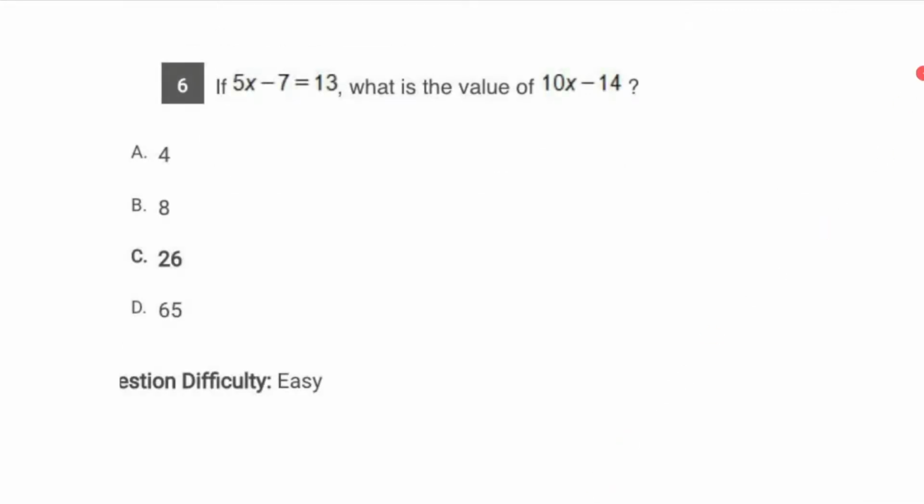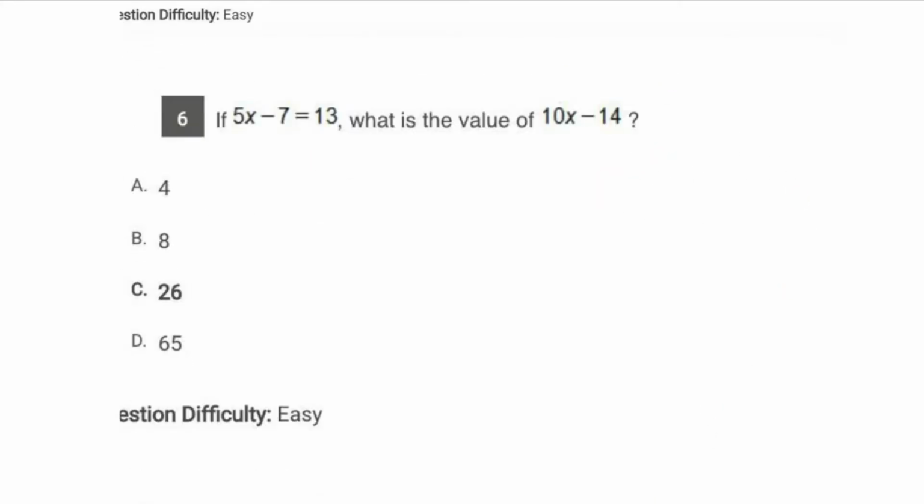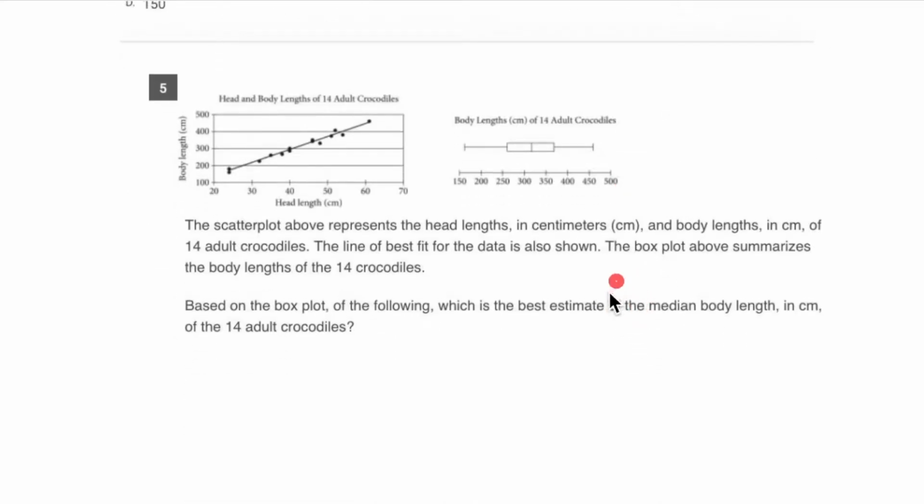Let's hit number 5. Whoops, on the last page, I guess. All right, let's look. Same problem. The scatter plot above represents the head lengths. It's exactly the same. So let's just read what they're asking for. Based on the box plot of the following, which is the best estimate of the median body length in centimeters of the 14 adult crocodiles?